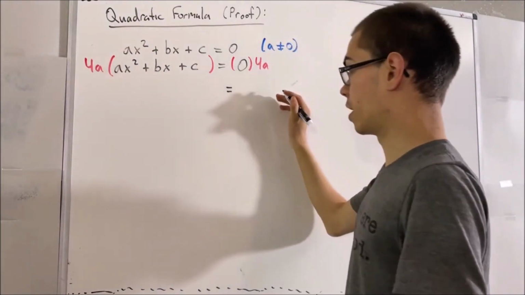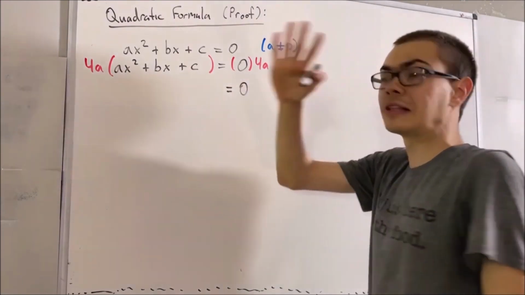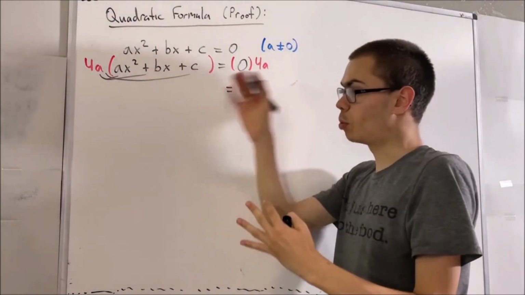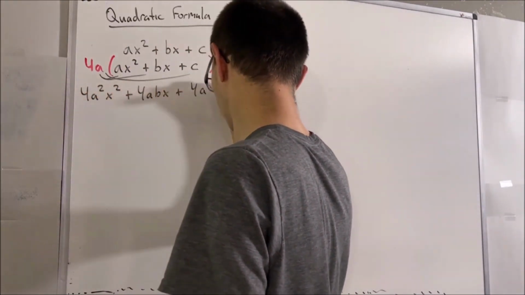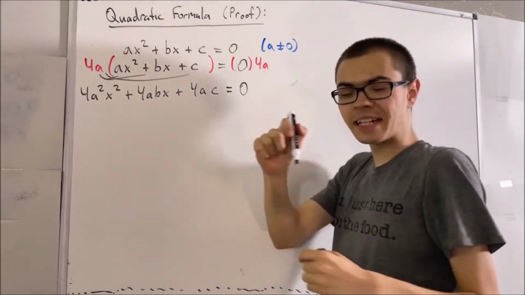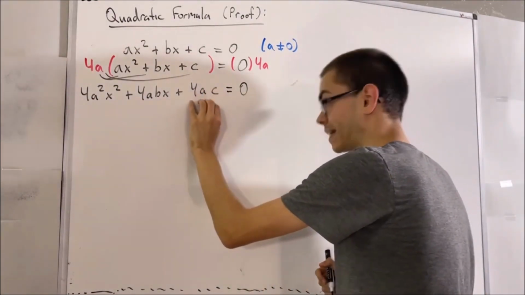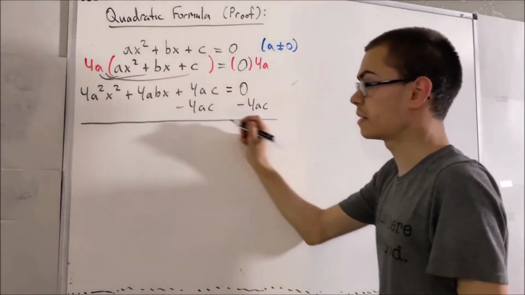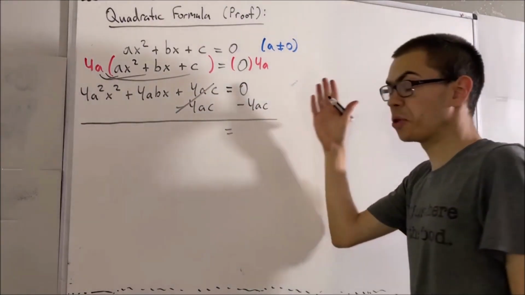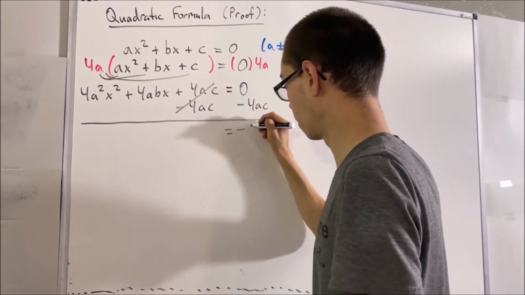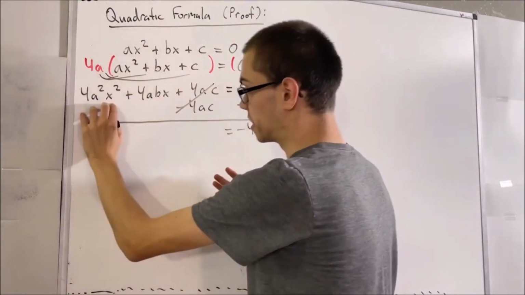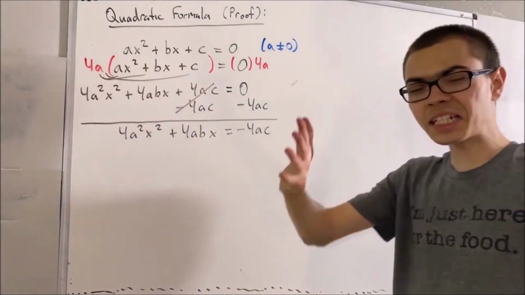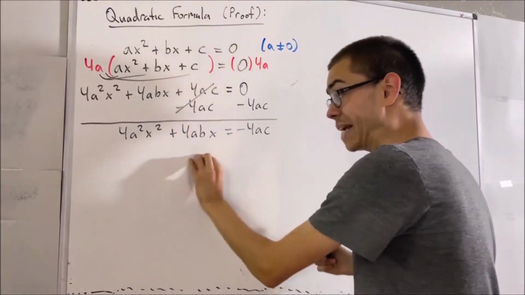Now, on the right side of the equation, we know that this is just going to be 0. But on the left side of the equation, we're going to have to distribute the 4a across. And if we do that, we will get this. Now, the next thing that I'm going to do is subtract 4ac on both sides of the equation. And if we do that, this will go away. So on the right side of the equation, we have negative 4ac. But on the left side of the equation, we have this plus this. Right? Just like that.